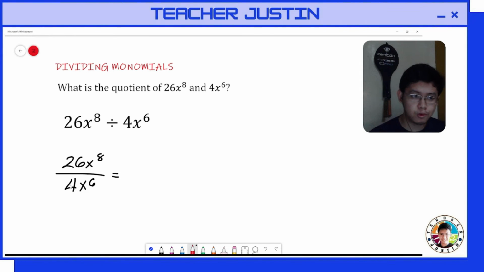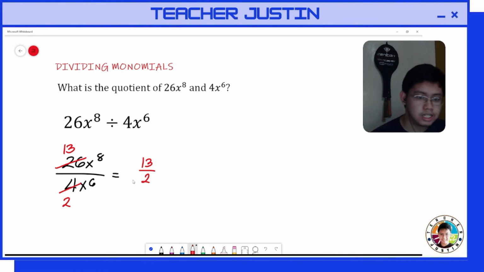26 and 4 are both divisible by 2. So we will divide 26 and 4 by 2. 26 divided by 2 will be 13, and 4 divided by 2 will be 2. So our simplified form of 26 divided by 4 will be 13 over 2.